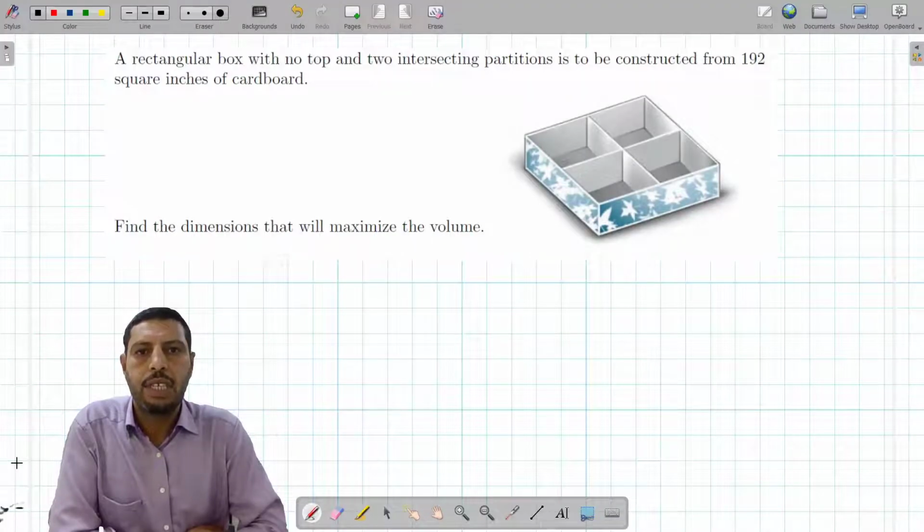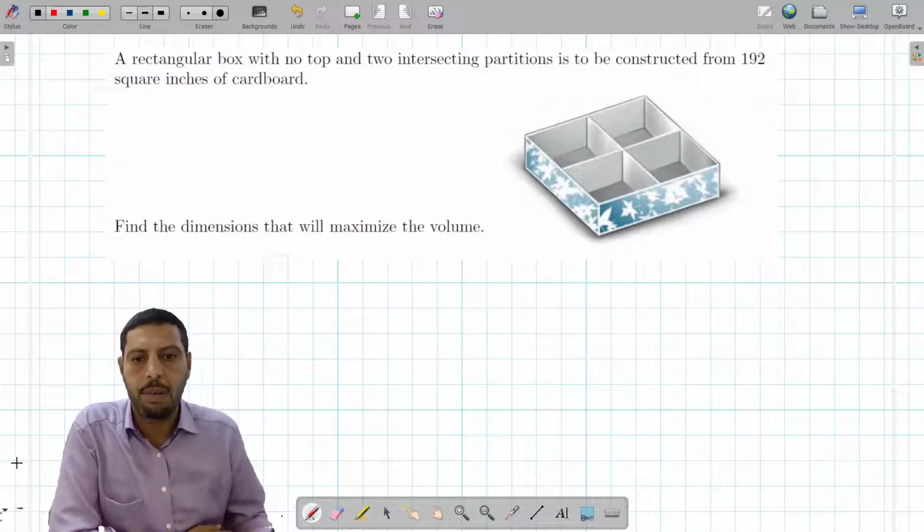Welcome to this new activity, which is about constraint optimization using Lagrange multipliers. So we have a rectangular box with no top and two intersecting partitions to be constructed from 192 square inches of cardboard. The question is: find the dimensions that will maximize the volume.